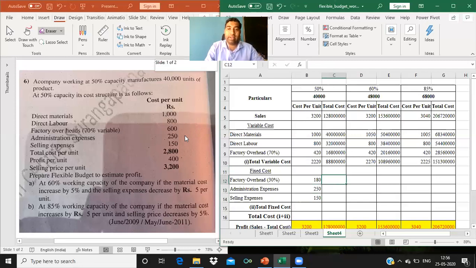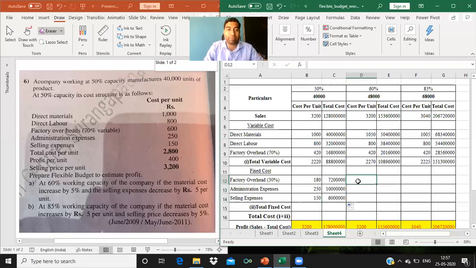And so before calculating this, we will just calculate the total cost and then go for the next one. So here factory overhead will be 180 into 40,000 units. Next, 250 into 40,000 units and 150 into 40,000 units. Now we will come back to this.